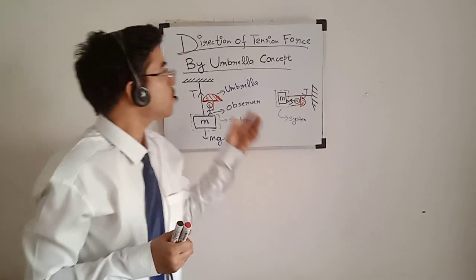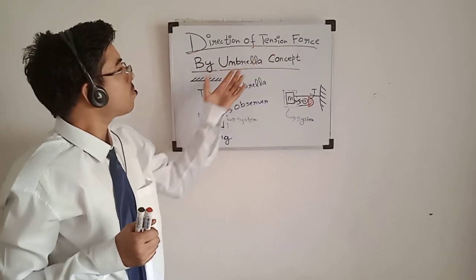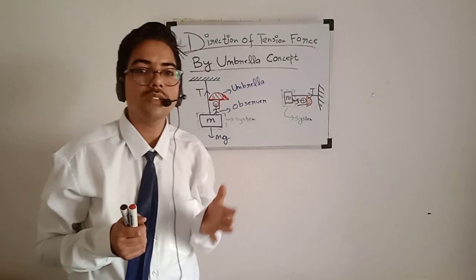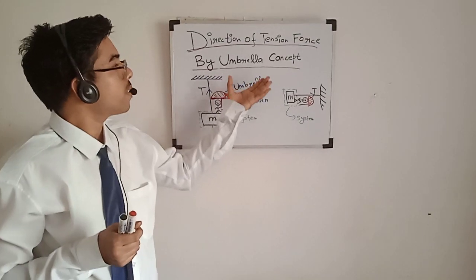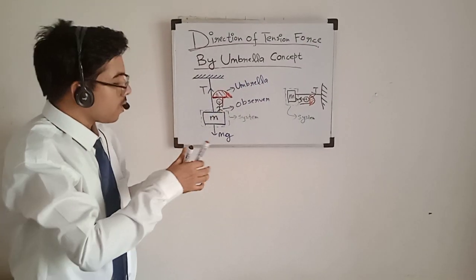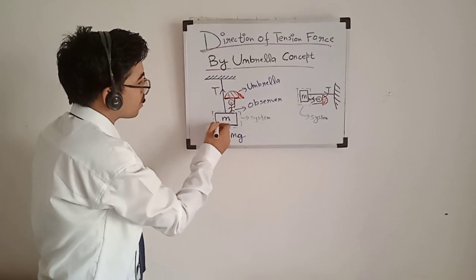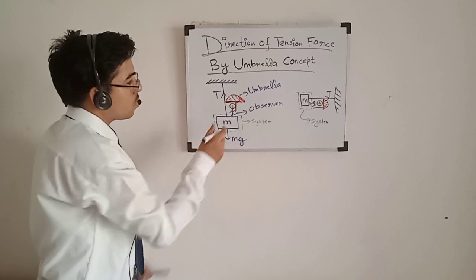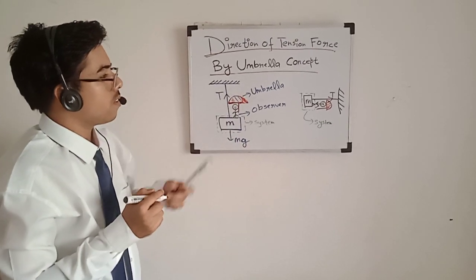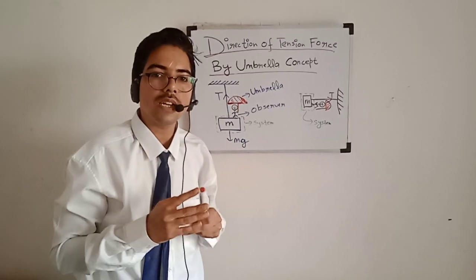Today we are going to discuss direction of tension force by umbrella concept. This is a very unique concept we will learn by umbrella. Here you can see this is a string and this is a mass attached to this string. Because of umbrella you are able to understand the direction.